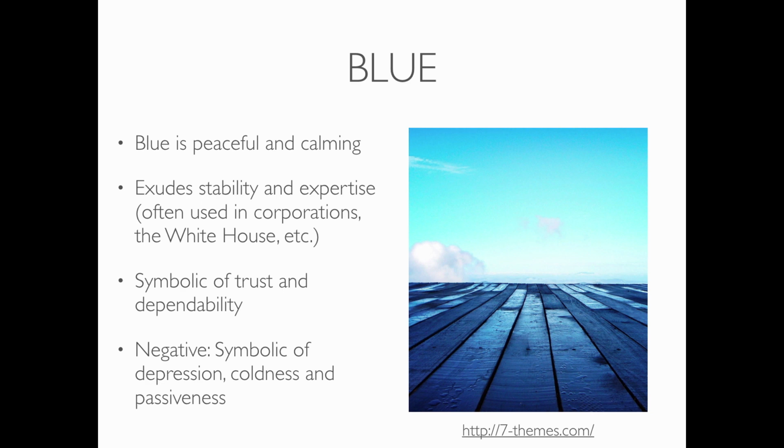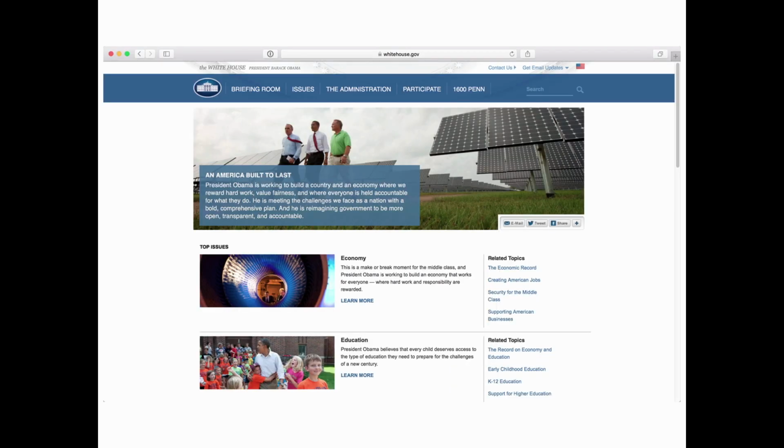Blue. Blue is generally the peaceful, calming, stable color. So it's a bit on the cool side, but it's often used by companies to kind of say, hey, we're here, we're established. We're somebody you can trust. The White House website uses a lot of blue. Symbolic of trust, dependability. Negative, symbolic of depression, potentially. Coldness, passiveness, detachedness.